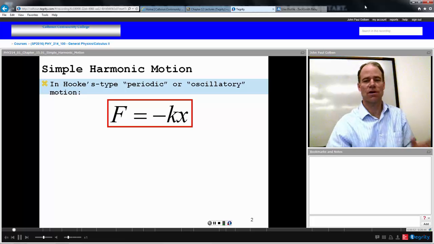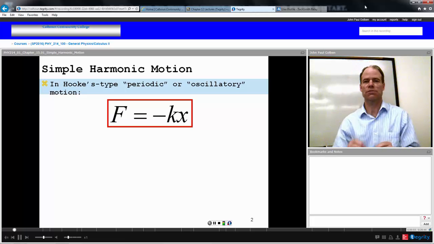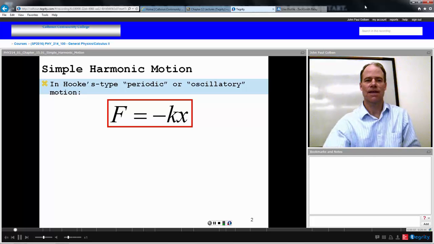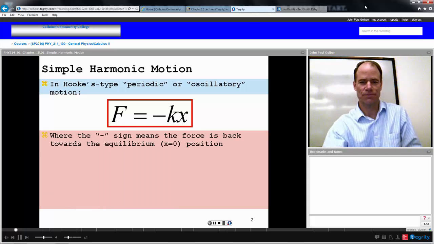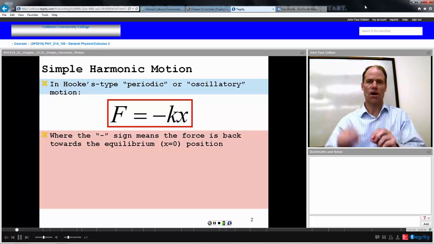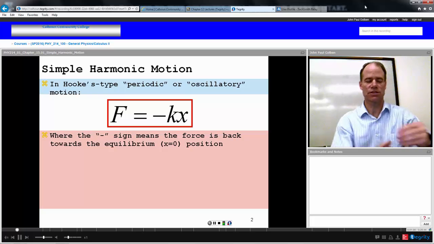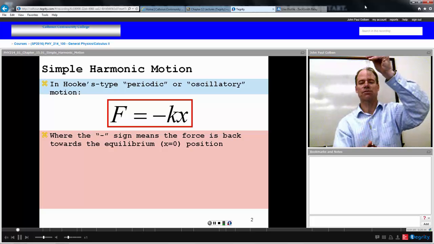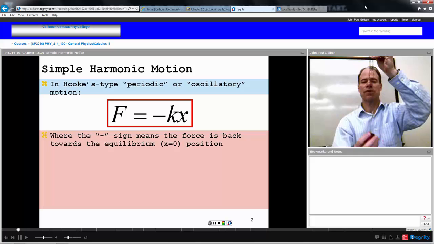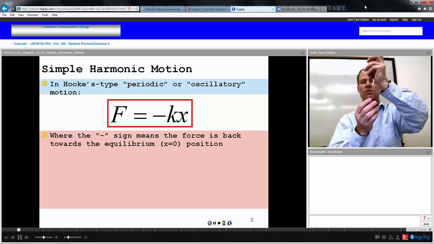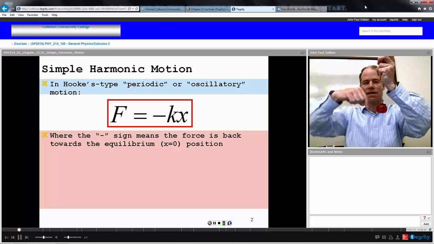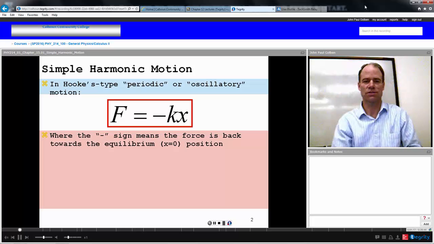This force is called Hooke's law. So when the force is proportional to its position like that, by some constant, that is Hooke's law. This negative sign means that the force is always back towards the equilibrium position. So as this goes down this way, the force is pulling back this way, and as it goes above the equilibrium position, the force is pushing back towards that equilibrium position.